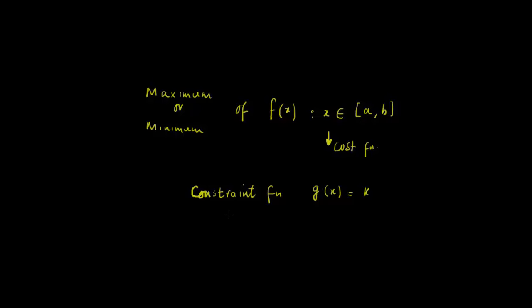And those conditions are called constraints. And those constraints are given in the form of an equation. Here there is this equation, g of x equal to k. And our goal is to maximize or minimize this function.